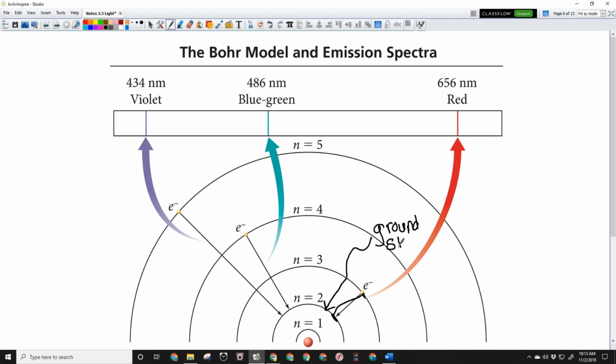The ground state. So you need to remember that. The original orbital of an electron is called the ground state. Well, when it falls from a higher energy level to its ground state, what happens is it emits a photon of light, in a certain wavelength, and we see that as light, a color of light.